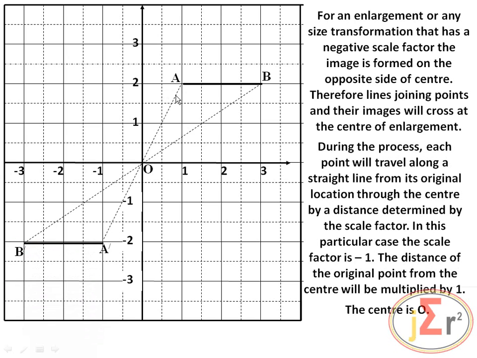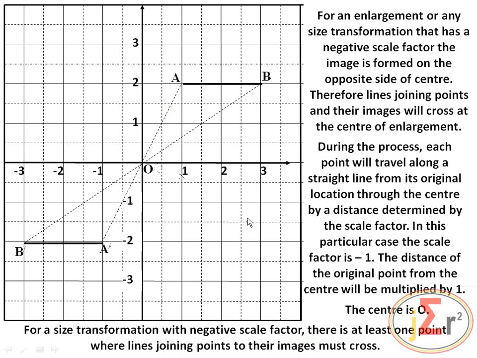There is a point at which the line joining points to their images will cross. For a size transformation with negative scale factor, there is at least one point where lines joining points to their images must cross. And in this particular case, of course, we know that that single point is actually the center of enlargement. But in the previous occasion, for the diagram that we were analyzing, that was not the case.